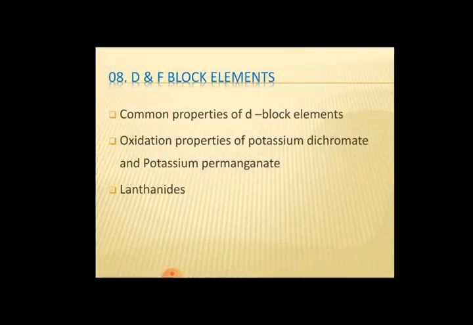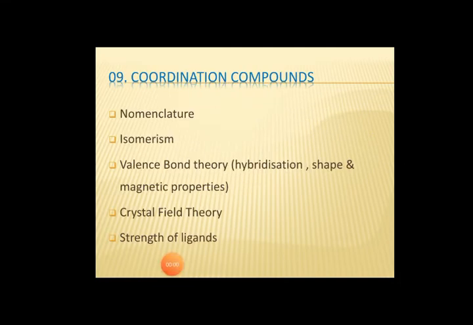The next one is D and F block elements, and in this chapter, the first concept is the common properties of D block elements. Then the second one is oxidation properties of potassium dichromate and potassium permanganate. Then the lanthanide concept. The next concept is coordination compounds.